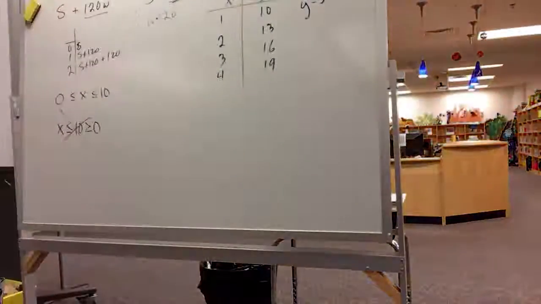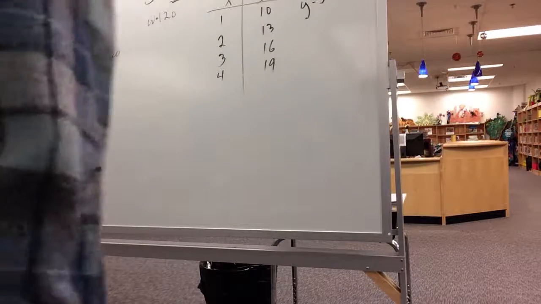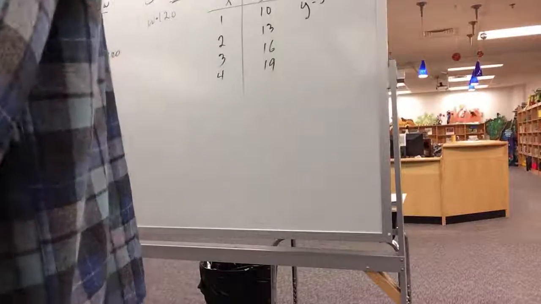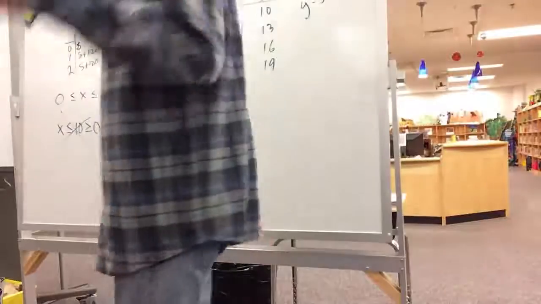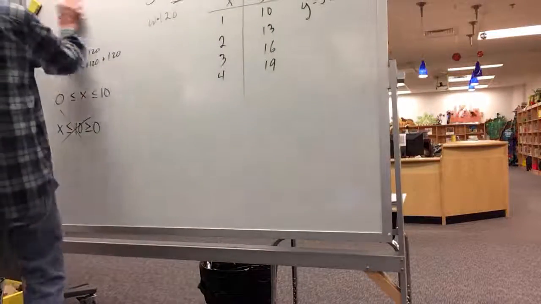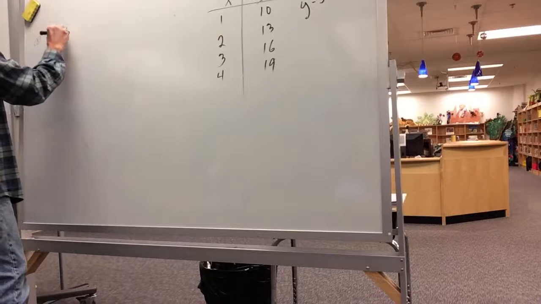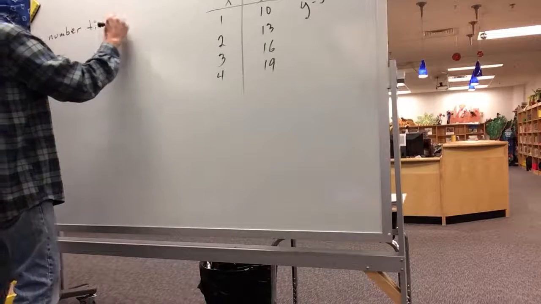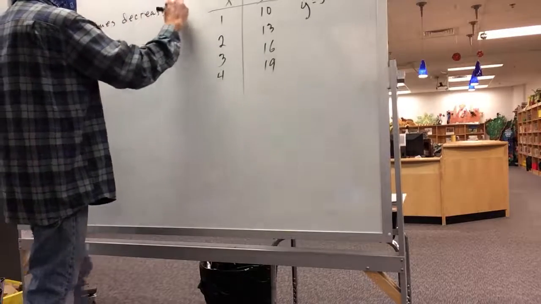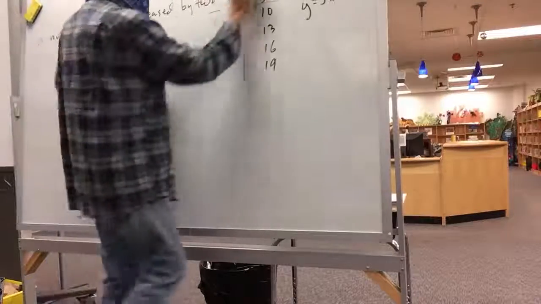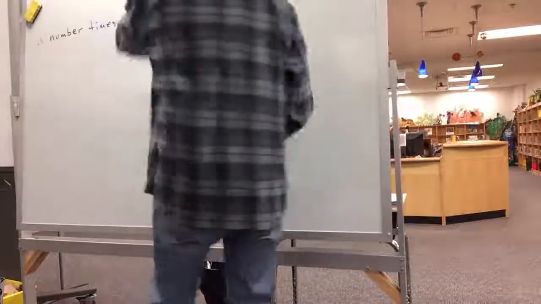Okay, then, no other questions? No? Oh, I have one. Yeah, Orion. Number 7. Translate a number times 7 decreased by 2. So take it piece by piece. Is it times 7? Decreased by 2. Okay.